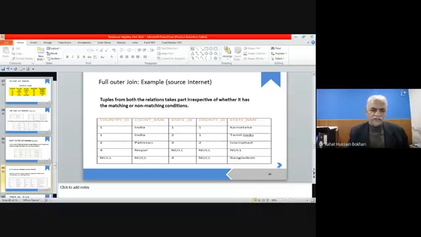For the full outer join, we have said that the unmatched values, the rows with non-matching conditions, are included, and also all the rows that have matching conditions are included. So tuples from both relations take part irrespective of whether they have matching or non-matching relations. So these were non-matching that we have included, and this was also non-matching, we have also included. So this is called full outer join.